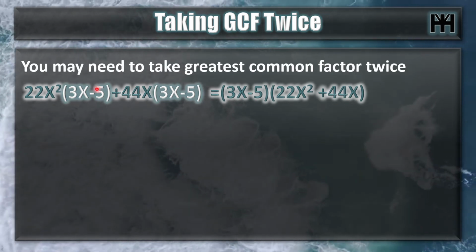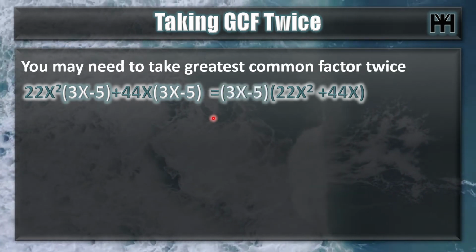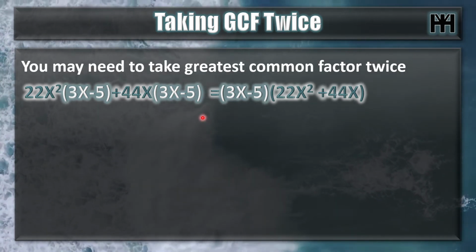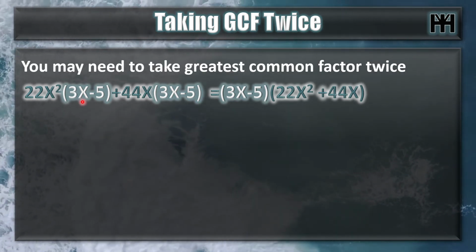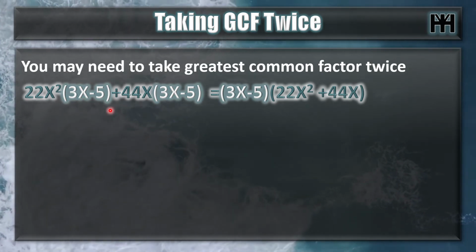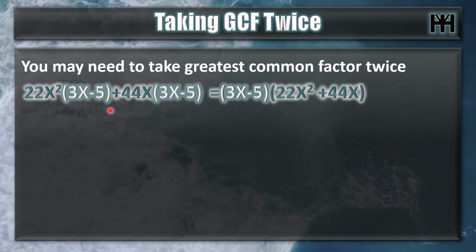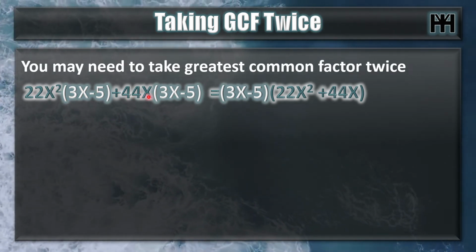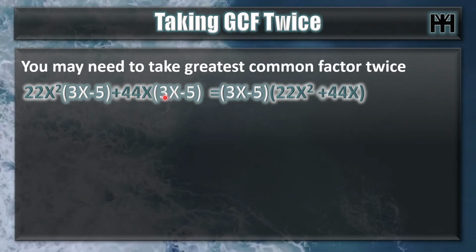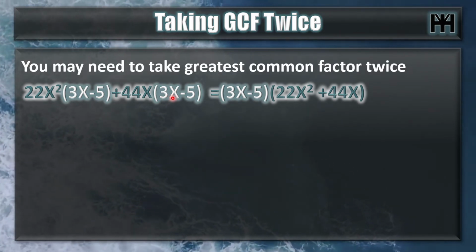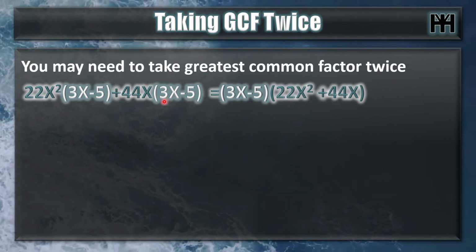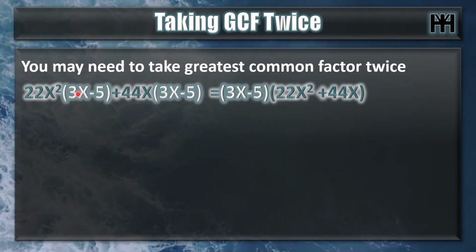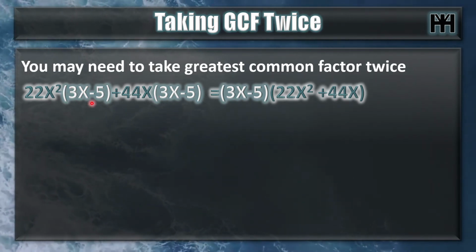If you are confused by this part, as some of the students get confused, just write it down like that. 3x minus 5 is equal to z, and factorize the expression to 22x squared z plus 44x multiplied by z. Take z as a common factor, then here you go. Okay? Consider this whole expression as a new variable. You can consider it like that if you're getting confused.